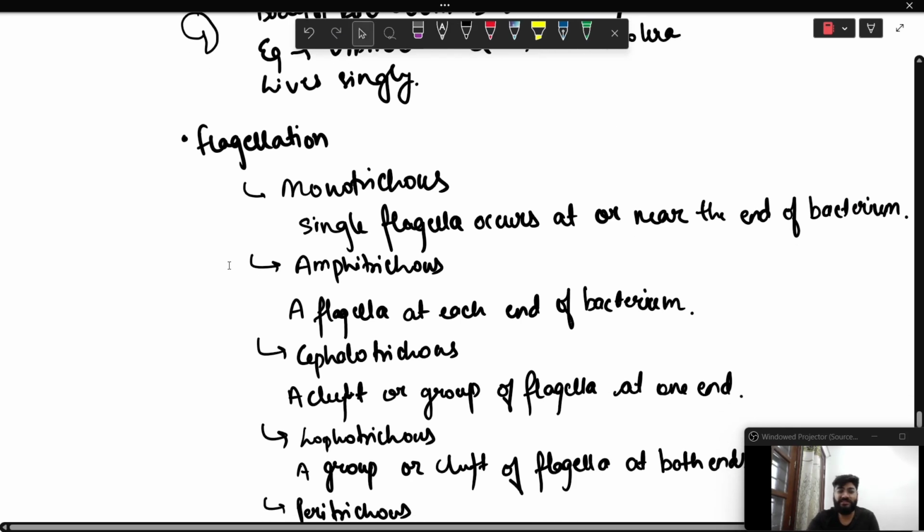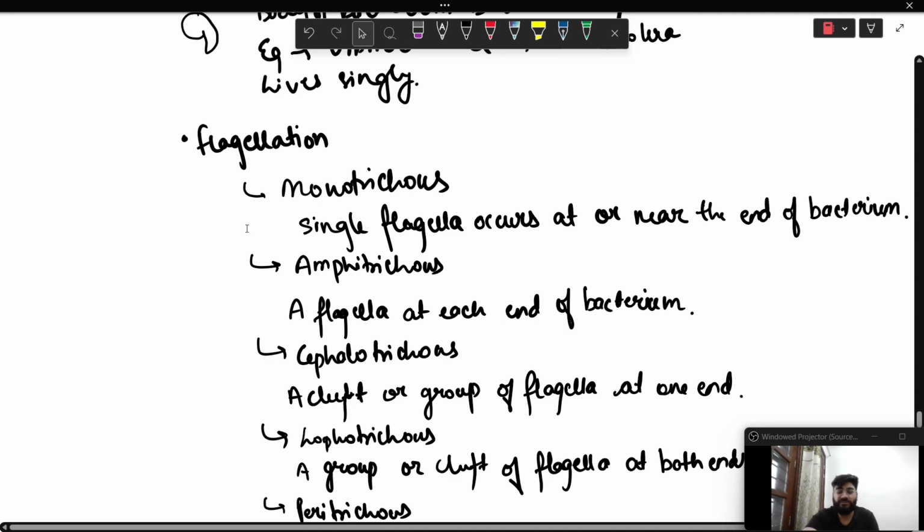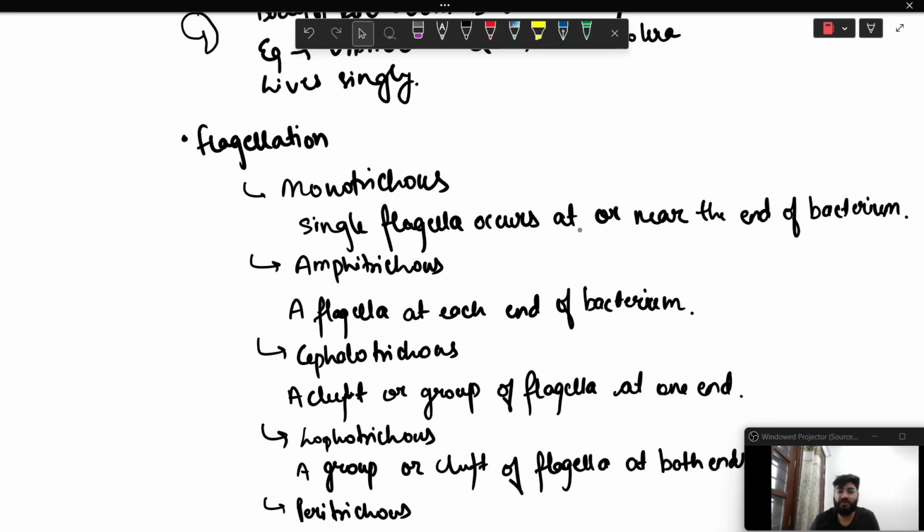Then we talk about flagellation. We'll go into the structure of flagella in detail later on. But when we are talking about flagellation, if the flagella is single in nature, if it is only one, then we call it monotrichous. A single flagellum occurs near the end of the bacterium. One flagellum, this is monotrichous.